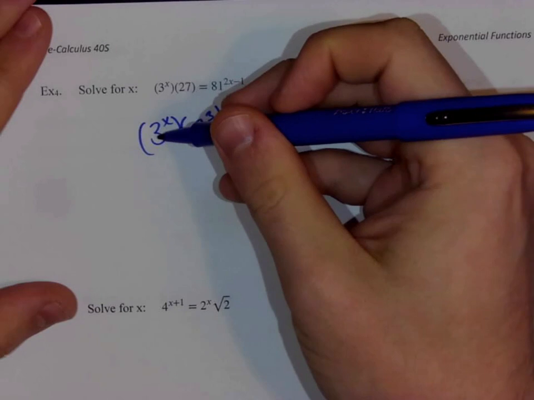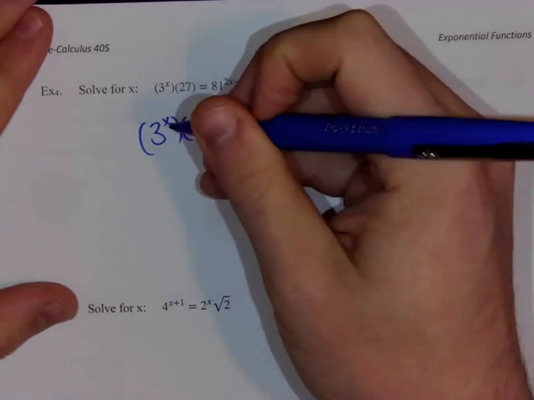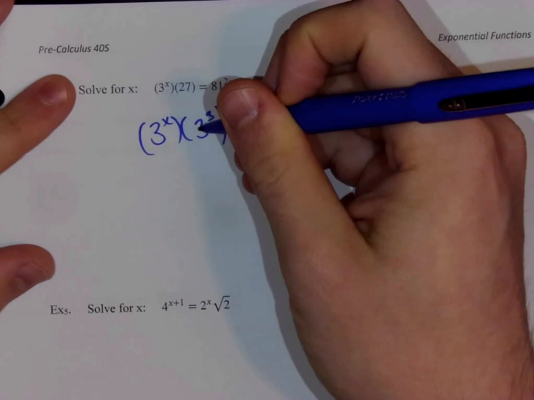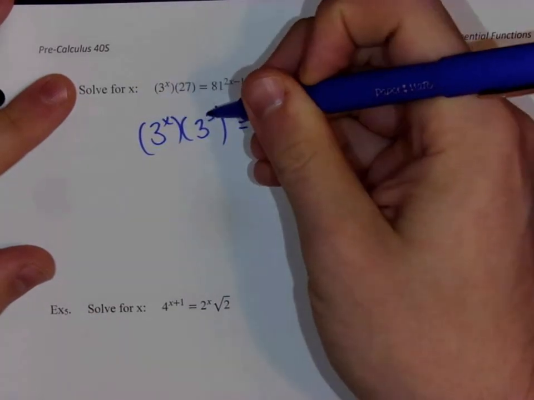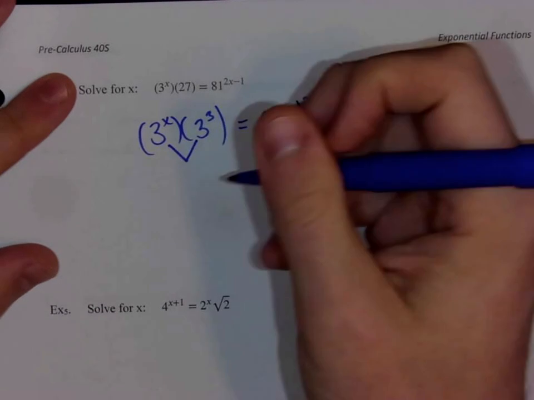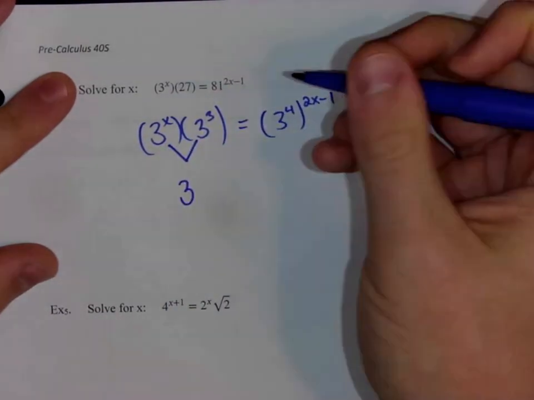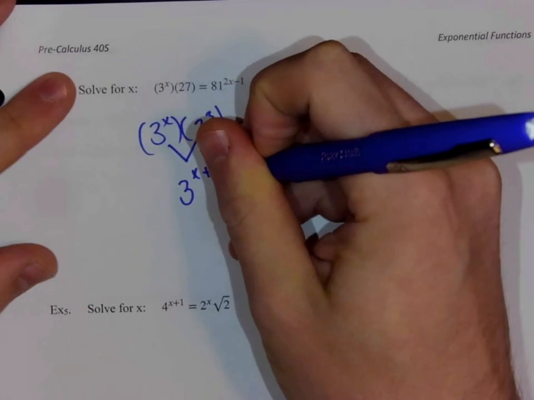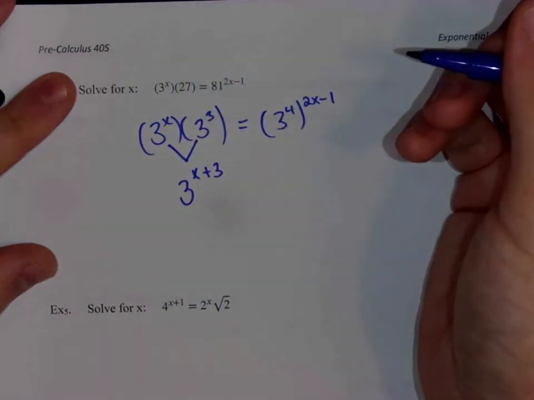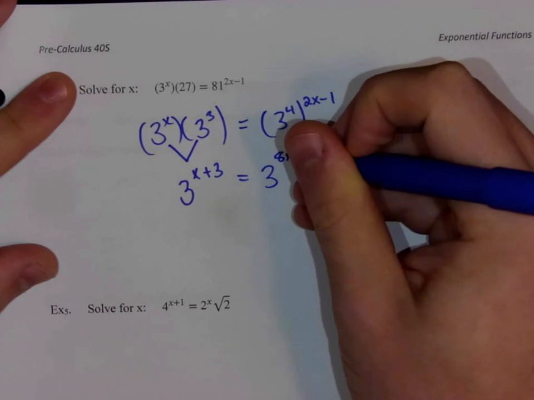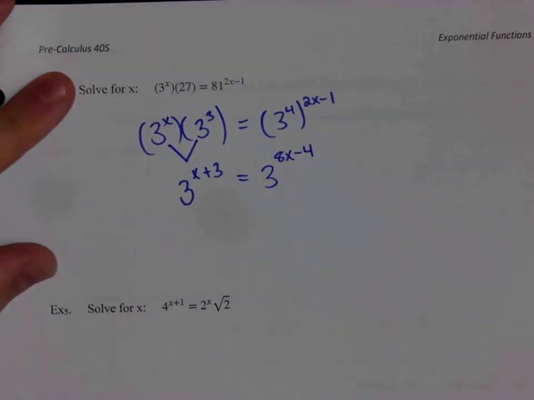On the left side, we have 3 and 3, the same base. They are getting multiplied together. However, you can't go 3 times 3 equals 9 because of their exponents attached. So instead, they share the same base, which means we're going to rewrite the base and add their exponents together. 3 to the x plus 3. On the right-hand side, we have 3 to the 8x minus 4.